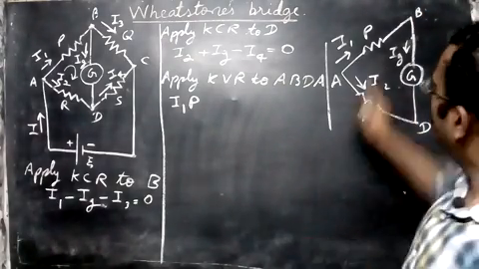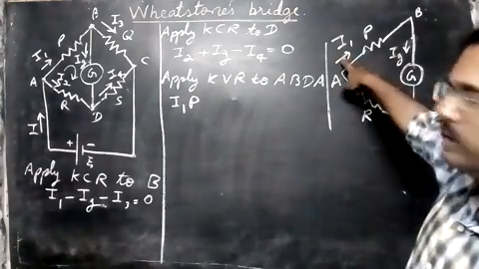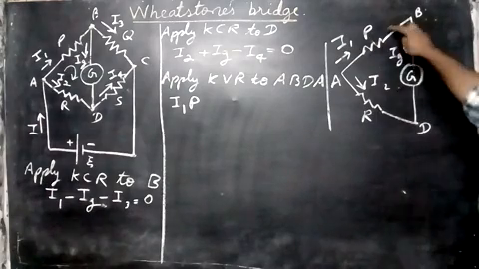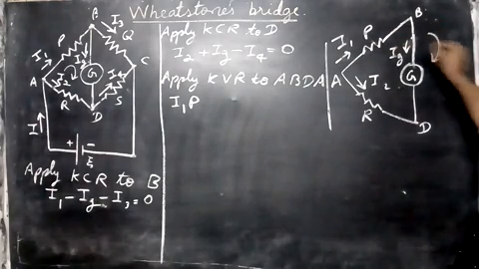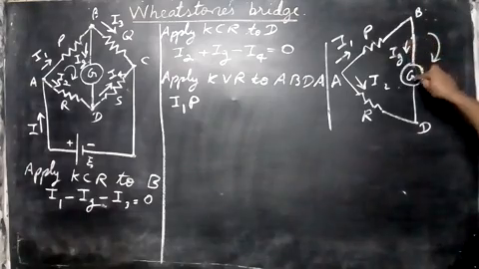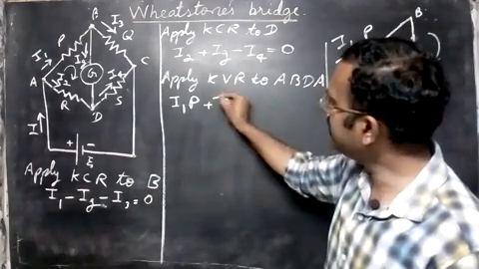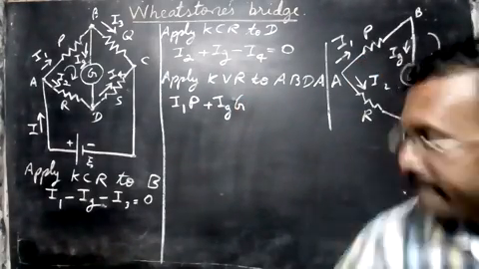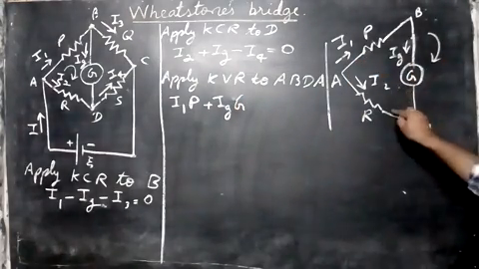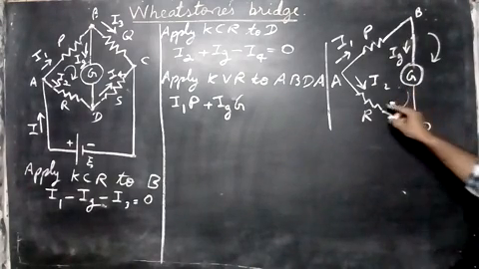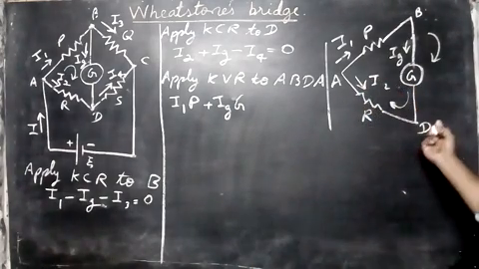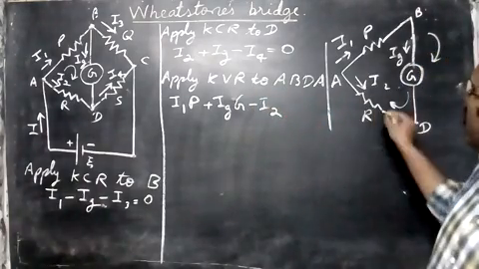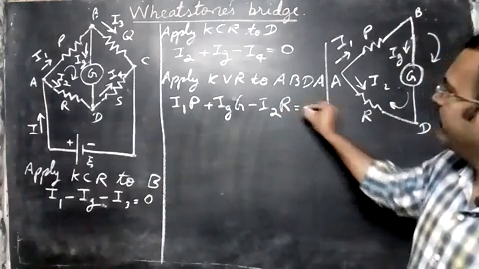In this loop, let us see what happens here. Multiply current into the resistance. So I1 into P. Then I'm going in this clockwise direction, so IG into G, that means plus only will come. Plus IG into G. Then as you go down, this current I2 comes opposite to us, so you write a minus sign: minus I2 into the resistance R, that's equal to 0.